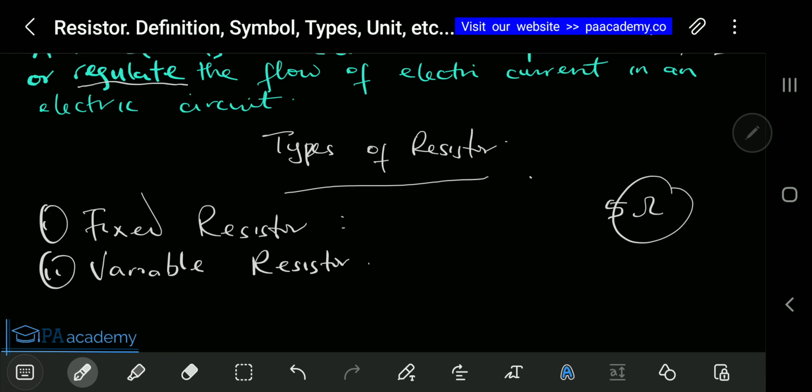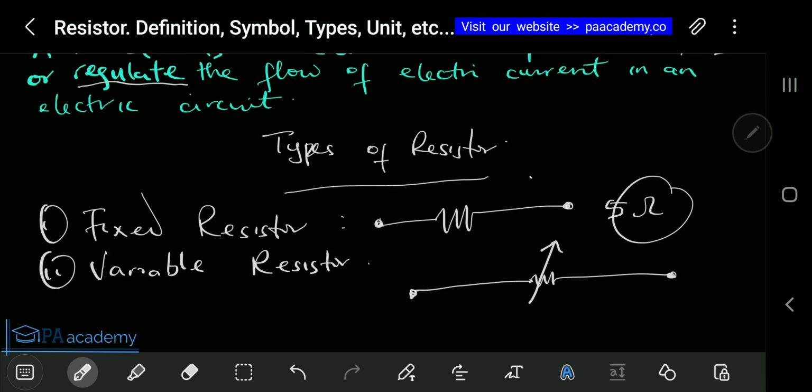If you have to put that in the symbol, you can draw it the way you draw your regular resistor, like this. This is for fixed. But once it is variable, you're going to have this arrow crossing over it like this. That's indicating that it is a variable resistor. Are we good? All right.